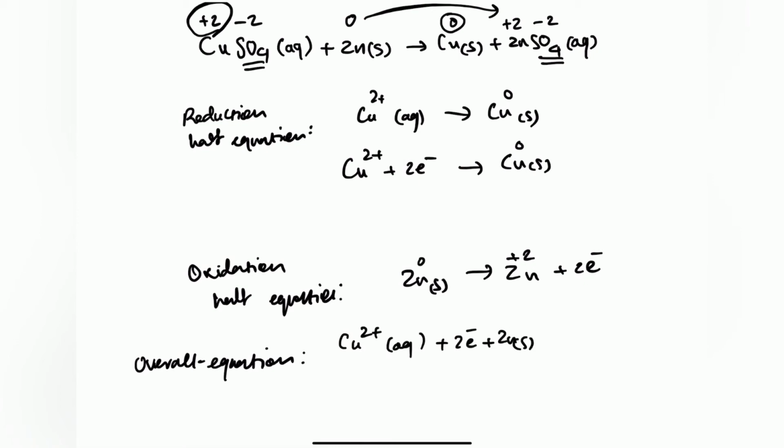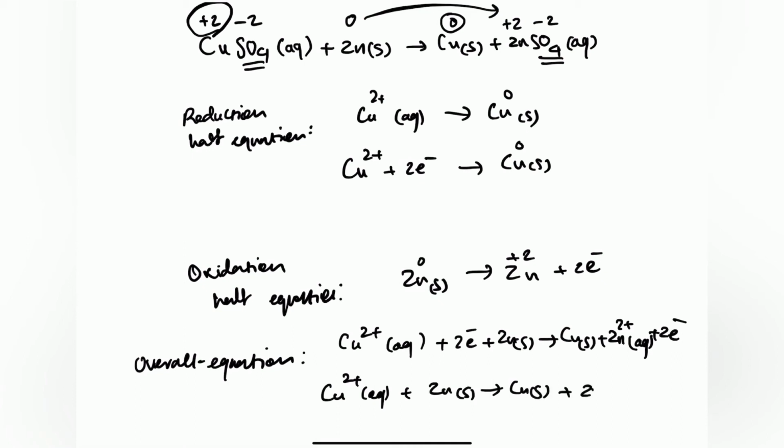Note that when combining half equations, if they do not have the same number of electrons, we should ensure that they have the same number of electrons. For this we should multiply the coefficients of the electrons in both equations if the charges are not balanced.